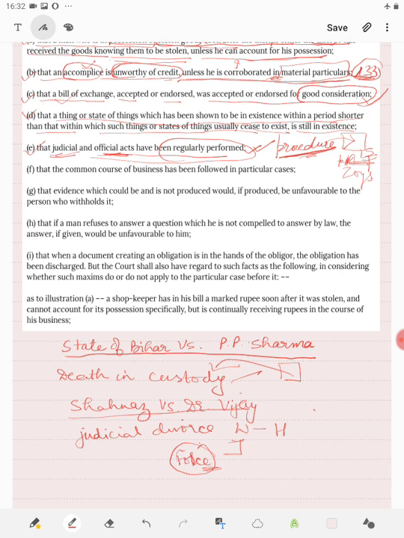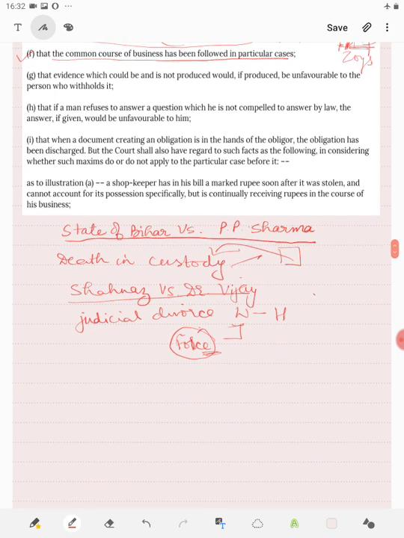Please remember it. Next is F, that the common course of business has been followed in particular cases. So whatever be the common course that was followed. Now, mostly it is used in case of letters, that is, delivery of letters.